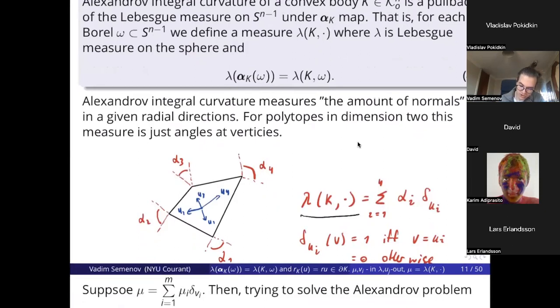And in the case of polytopes, it's just going to be a discrete measure where these are angles, and in higher dimensions, a different version of the surface area of the normal cone, right? This is going to be just angles, and you have point masses at these vectors. Okay.